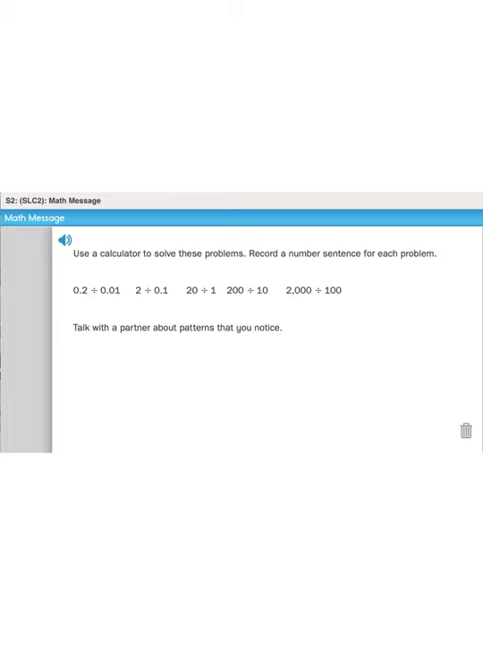Good morning. Today we are working on math lesson 612, and our math message for today says, use a calculator to solve these problems. Record a number sentence for each problem. Then you're supposed to think about the patterns that you notice. I would pause the video and attempt to do that for each one of these problems, then press play when you're ready to go on.